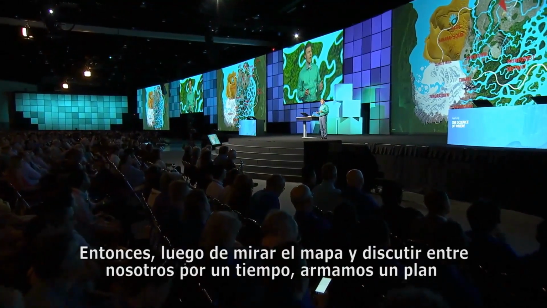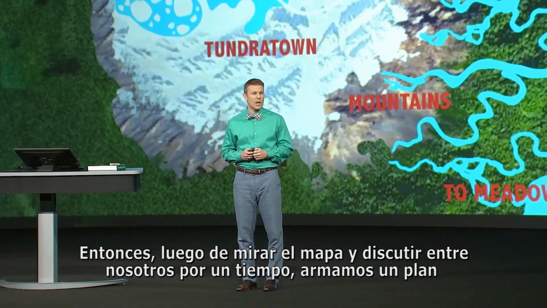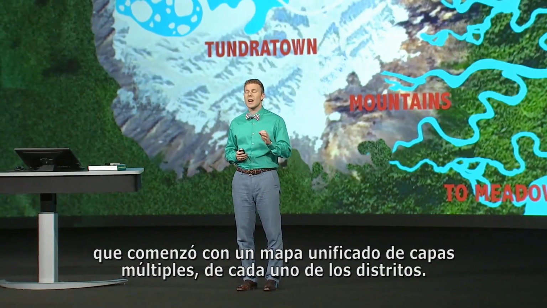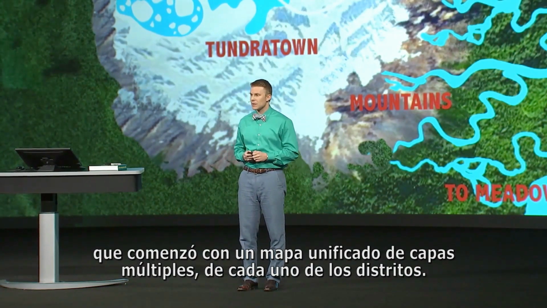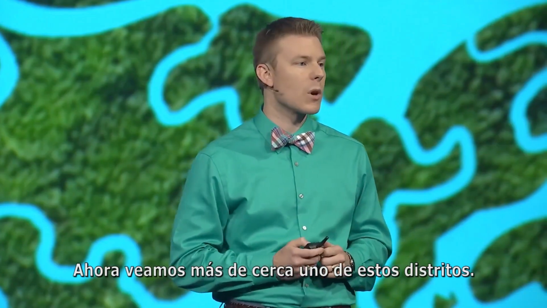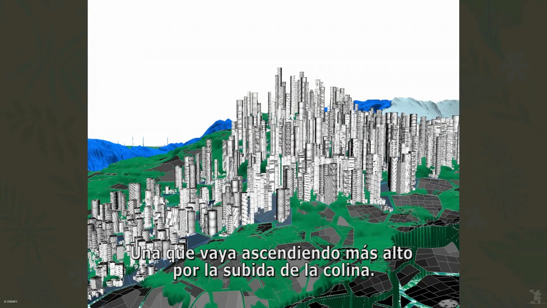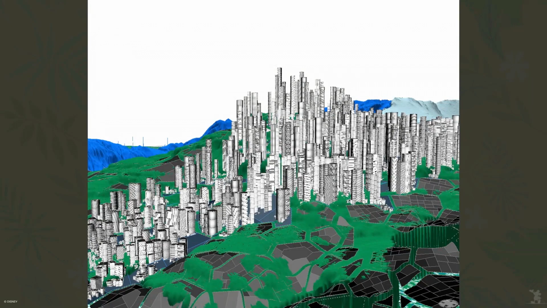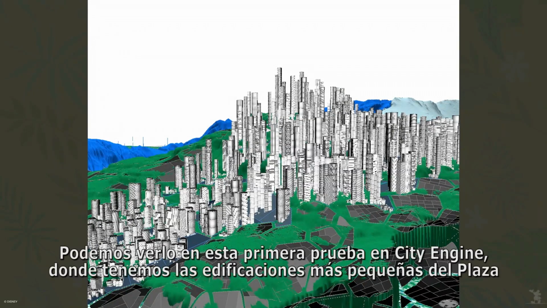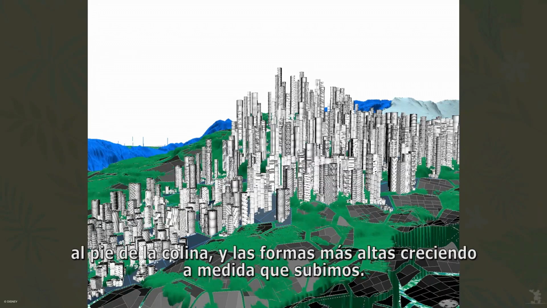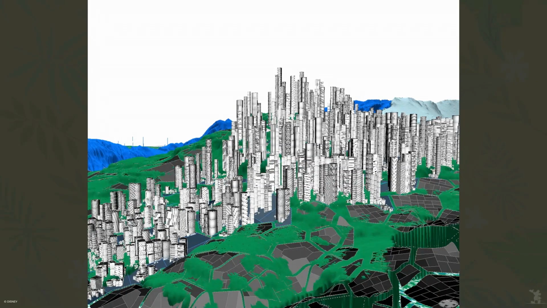So after looking at the map and discussing among ourselves for a while, we came up with a plan that started with a unified multi-layer map of each of the districts. So let's take a closer look at one of those districts now. The art directors wanted a very specific silhouette for the downtown core area at the center of Zootopia, one that ascended higher as you went up the hill. You can see that in this early city engine test, where we have the smaller plaza buildings at the bottom of the hill and the taller shapes growing as you go up.